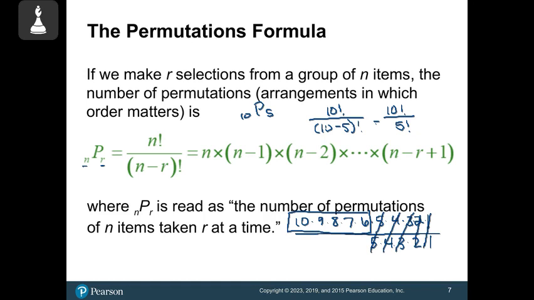Thinking about it a different way, if I have 10 items and I can only arrange 5 of them, it means I have 5 spaces to fill. I have 10 choices for the first spot, and once that spot is taken, I now have 9 options for the second spot. Once 2 items have been selected, I now have 8 options for the third, 7 for the fourth, and 6 for the fifth. So the permutation formula can be used, or you can still think about it as filling in the blanks like we did on the previous slide.